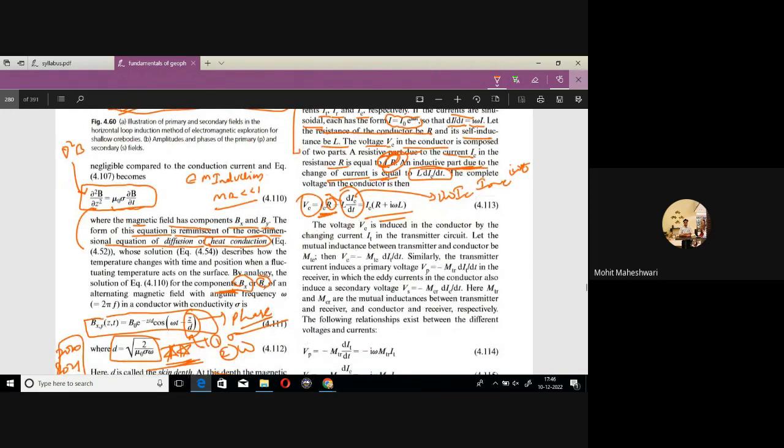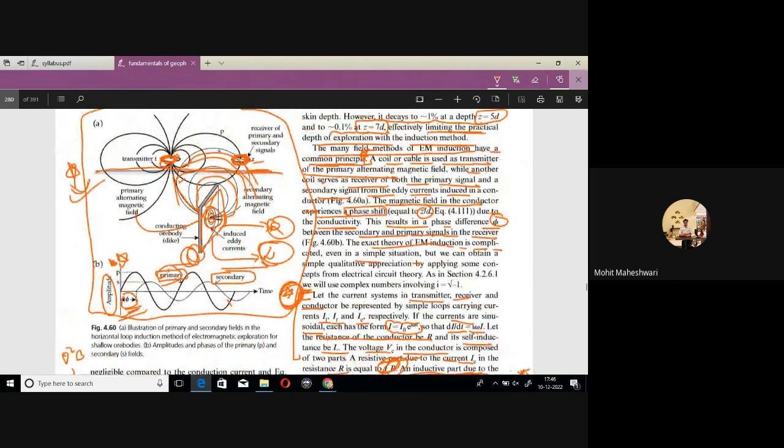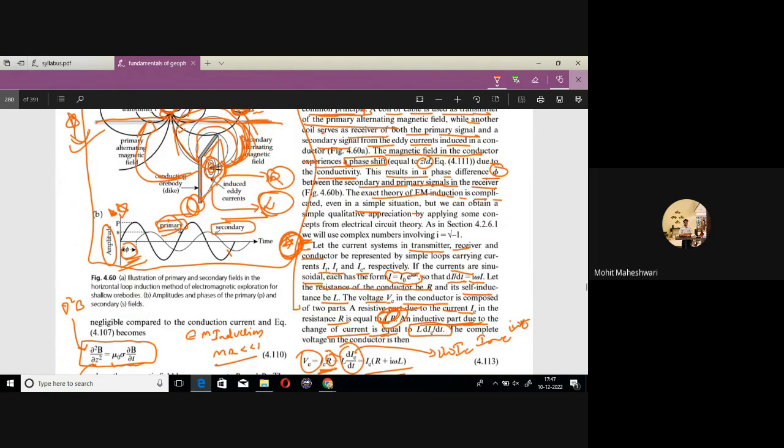Now we will use the concept of mutual induction. The voltage VC is induced in the conductor by the changing current. As you can see in the diagram, the voltage in the conductor is induced due to the transmitter. So there will be a mutual effect, and the induced current, the eddy current, goes into the receiver. So there is also a mutual inductance between the conductor and the receiver, and there is a mutual induction between the transmitter and the receiver. So there are three mutual inductions. The first between the transmitter and the conductor, the second between the conductor and the receiver, and the third between the transmitter and the receiver. So we are going to use these three mutual inductions.